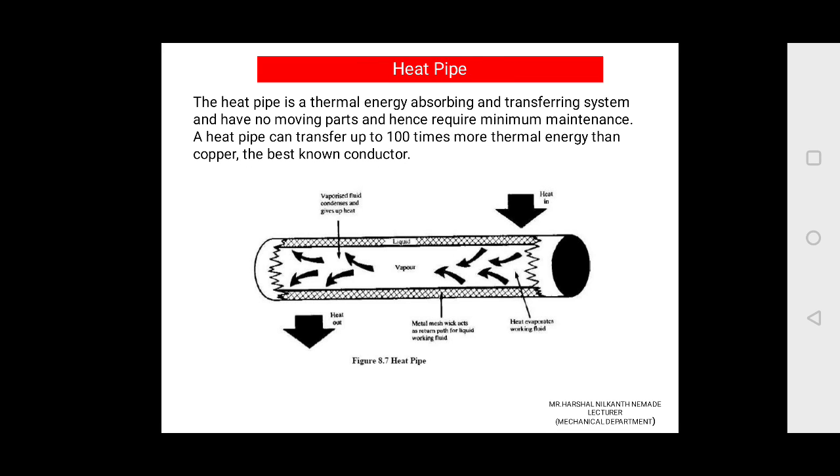Heat pipe. The heat pipe is a thermal energy absorbing and transferring system and has no moving parts and hence requires minimum maintenance. A heat pipe can transfer up to 100 times more thermal energy than copper, the best known conductor. See the figure. This is the heat pipe.